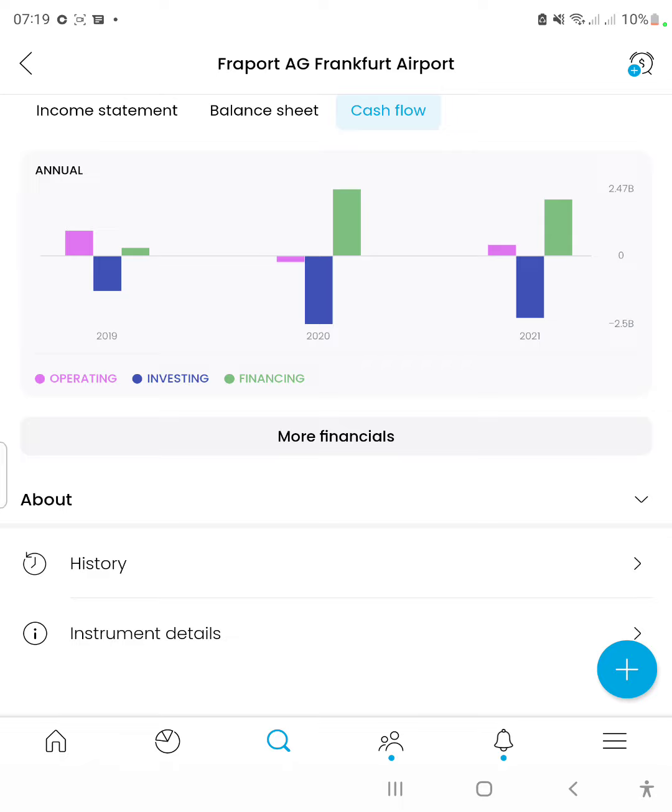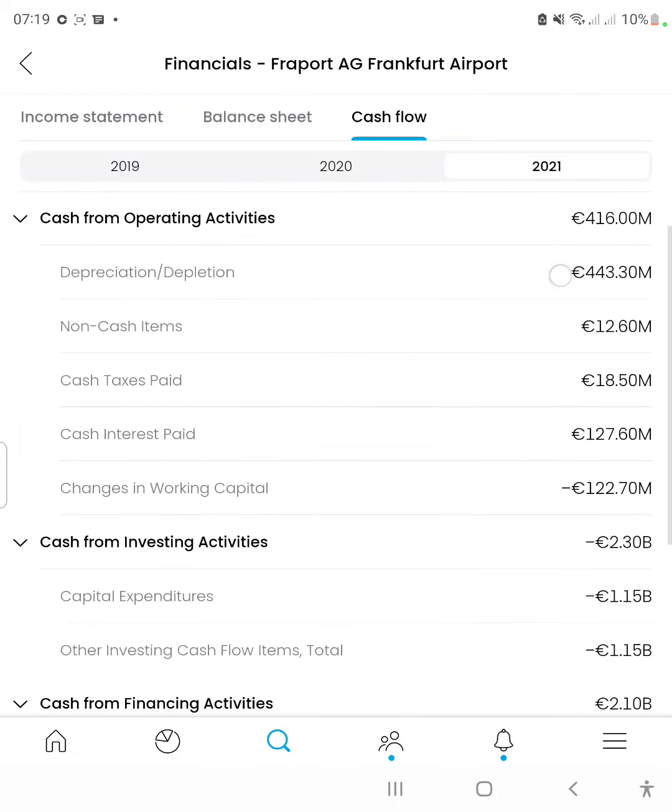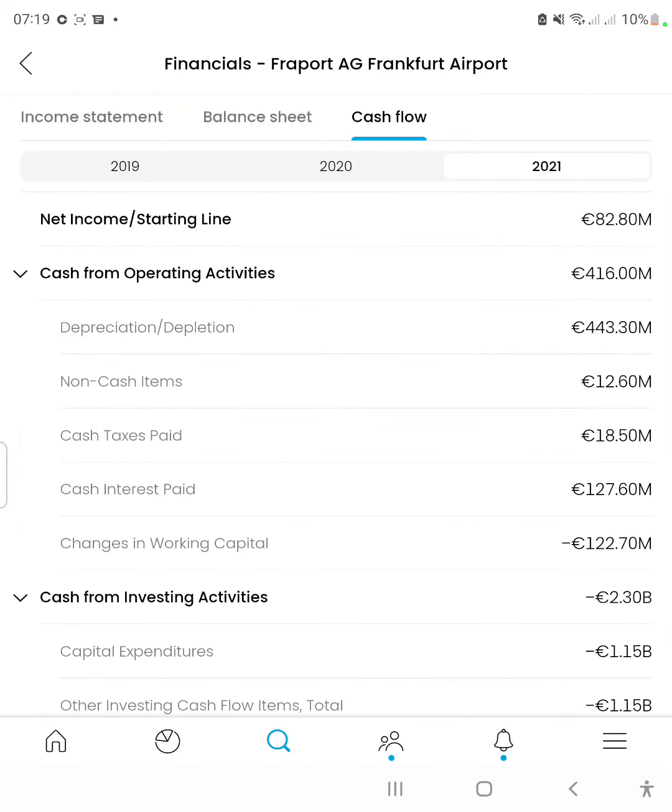So let's get into the cash flow statement, which depicts how the company manages its inflowing cash, how it generates cash, how much cash it generates, as well as how it manages its debts and how it manages its assets. So we're going to get into more detail and broaden this up. We're going to check the 2021 financial year first.